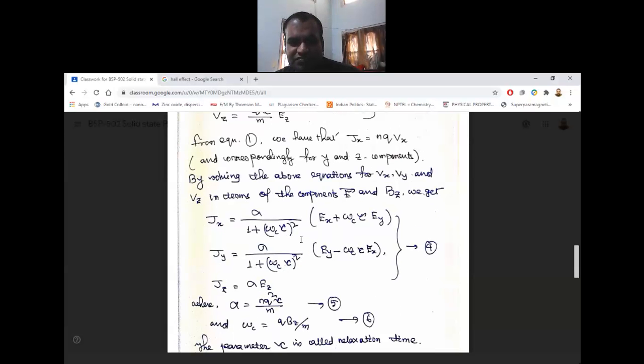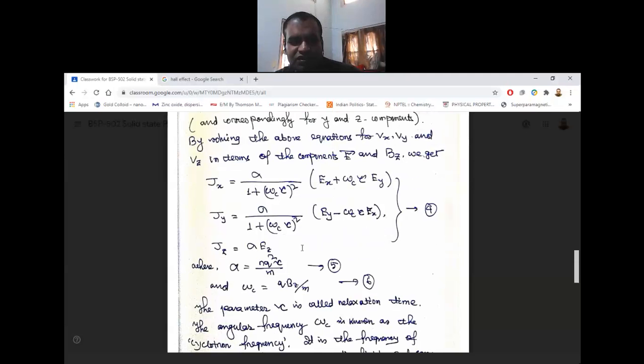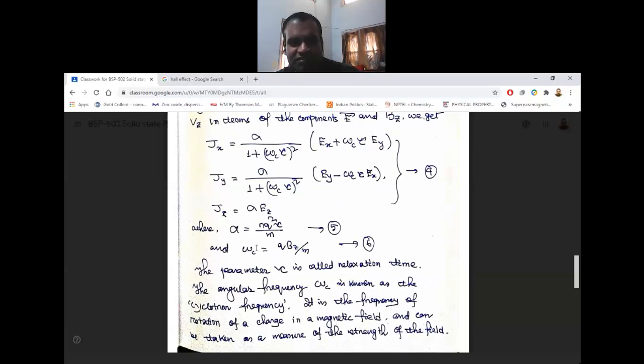So Jx is equal to sigma over 1 plus omega c tau square, and it is written like this. If you can remember, it is better. Where sigma is conductivity, and sigma value is given by something like this: nq square tau divided by m. And omega c is this quantity, cyclotron frequency.